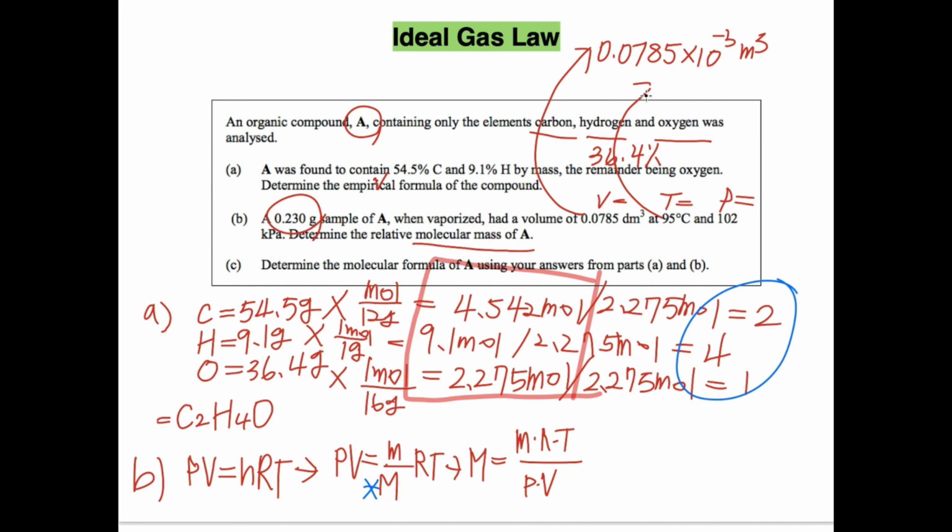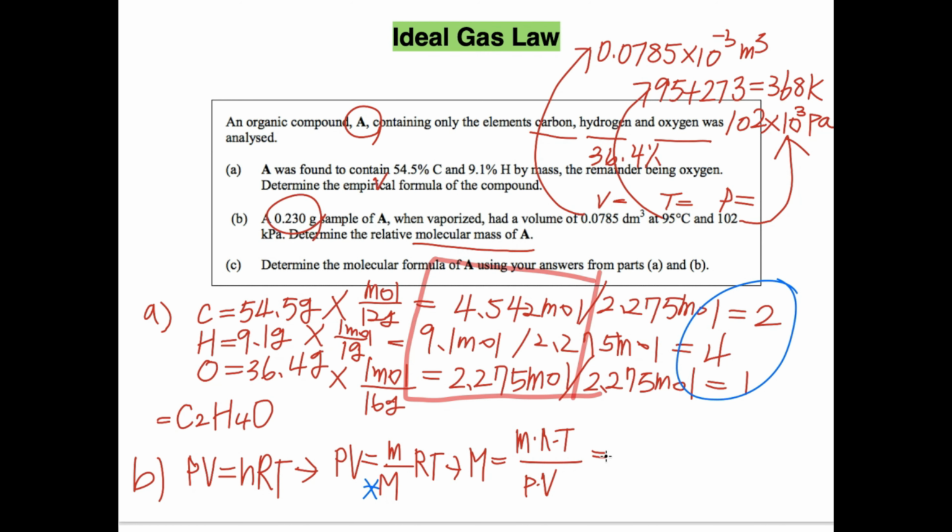How about temperature? Because this is given in Celsius, I need to change it into Kelvin. So 95 Celsius, add 273, then this will give us 368 Kelvin. Lastly, our pressure is given in kilopascals, and we need to change it into pascals. That's easy. 102 times 10 to the power of 3 pascals.